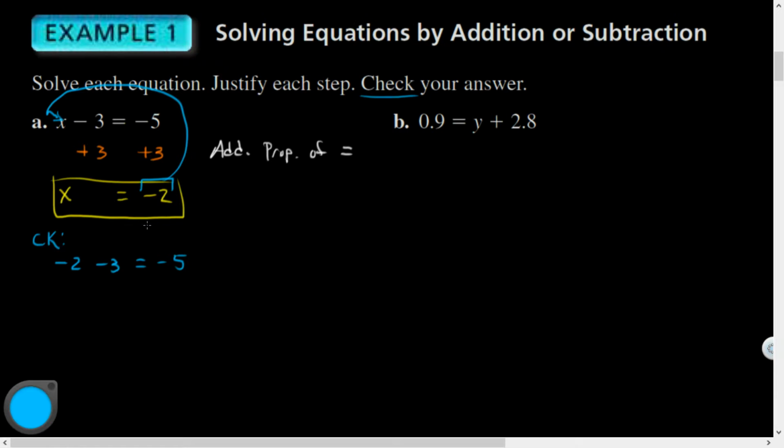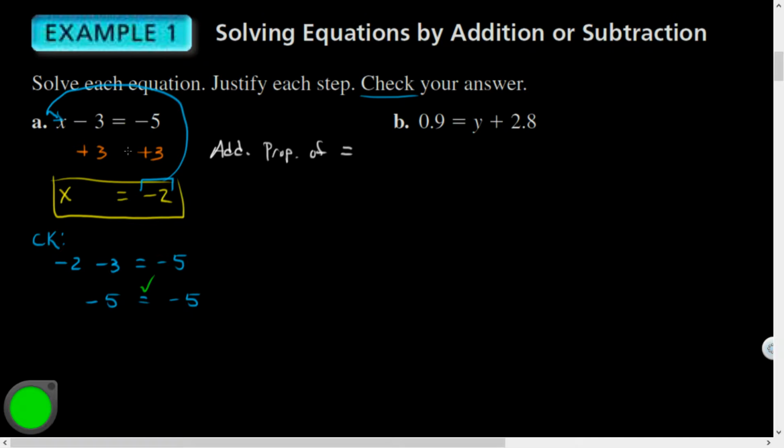Is -2 minus 3, so I'll write CK for check, is -2 minus 3 equal to -5? And when I do this check, I don't use algebra. I don't add or subtract to both sides. I'm just going to use order of operations. -2 and -3 combine to be -5. And hey, -5 equals -5.